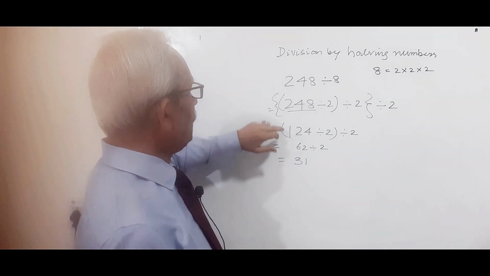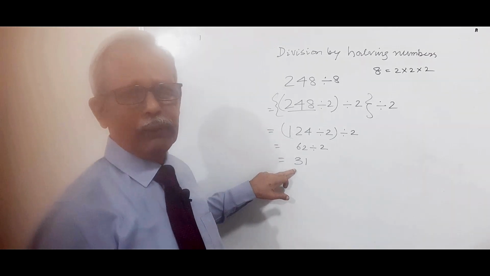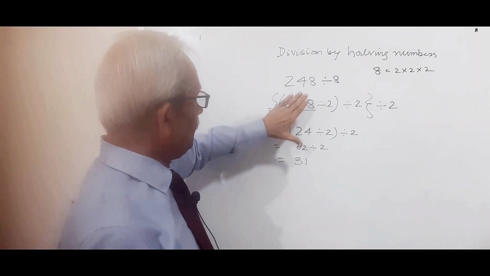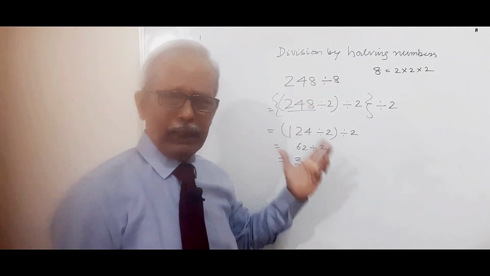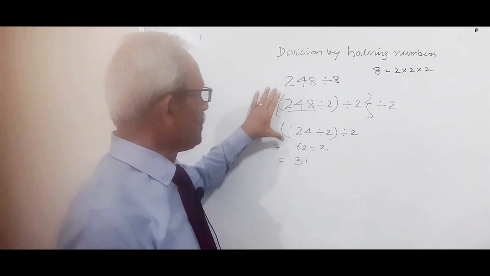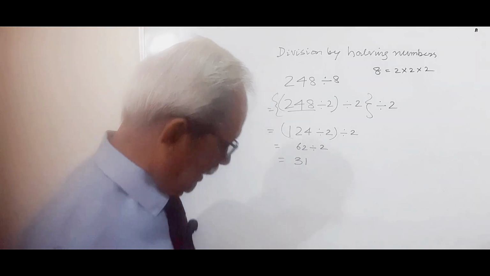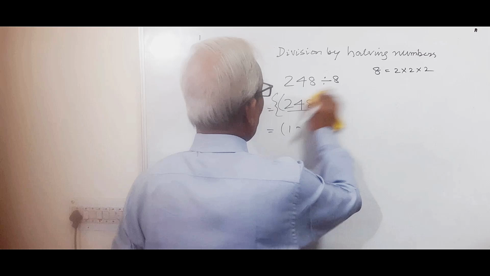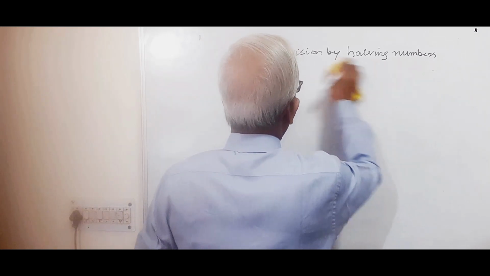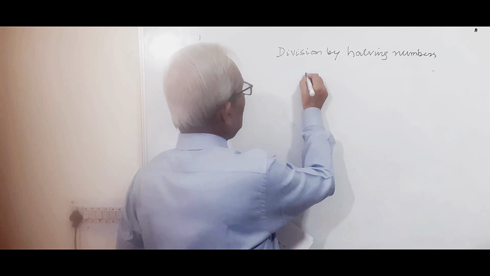So we have halved this number 3 times. First we get 124, second time we get 62, third time we get 31. So by halving this number 3 times, we are dividing it by 8. So avoiding those steps of division, we have simply halved it thrice, 3 times, and you have got the answer. That's easier for us to do. We can do another sum for your understanding.